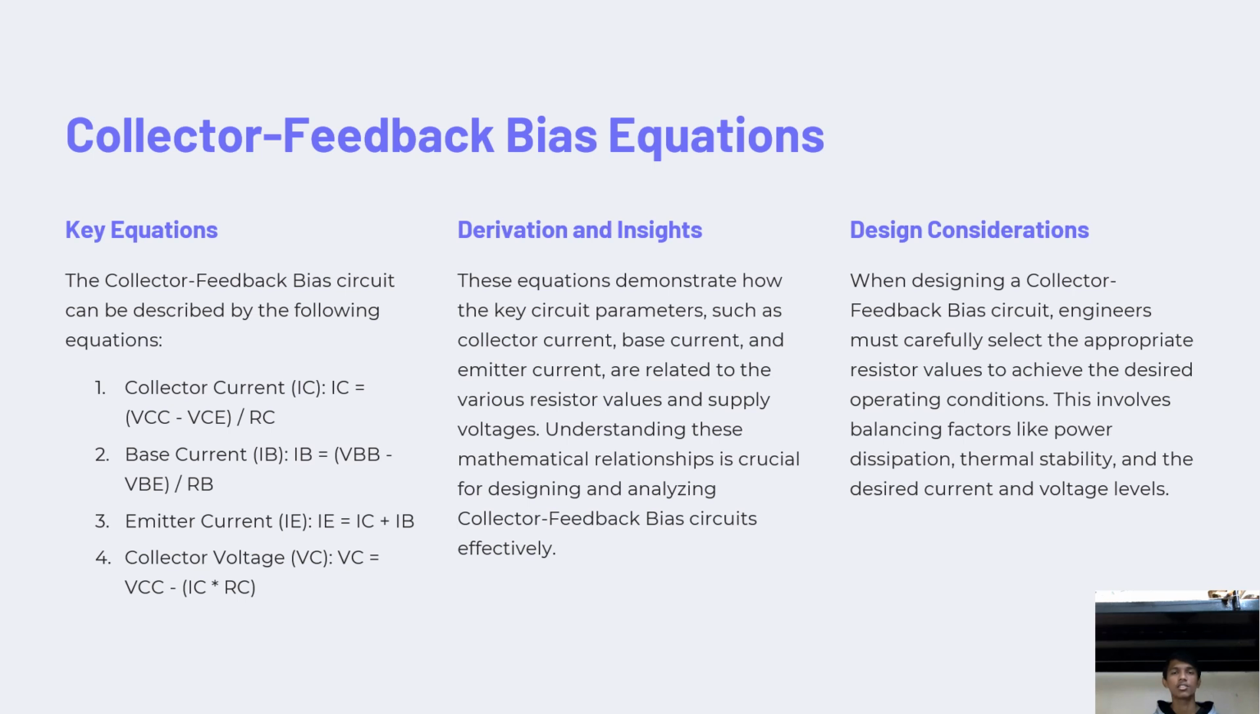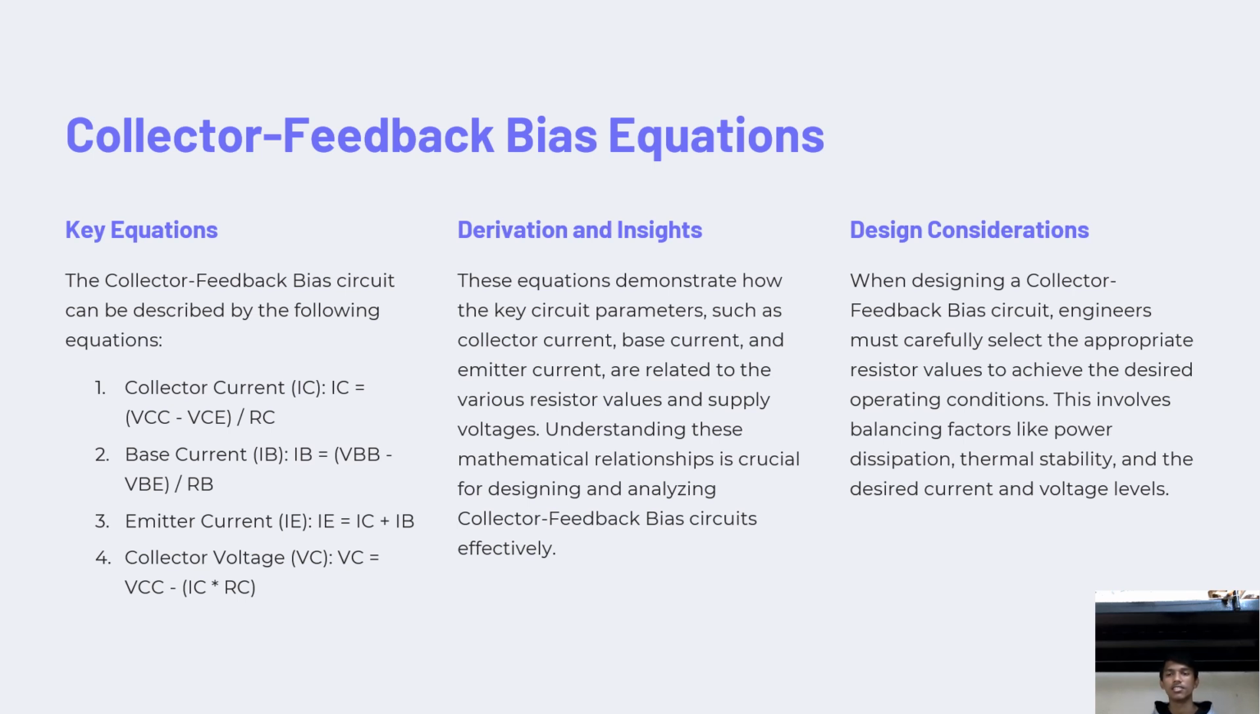Derivation and insights. This equation demonstrates how the key circuit parameters such as emitter current, collector current, base current are related to the various resistor values and supply voltage. Understanding this mathematical relationship is crucial for designing and analyzing collector feedback bias circuit effectively.